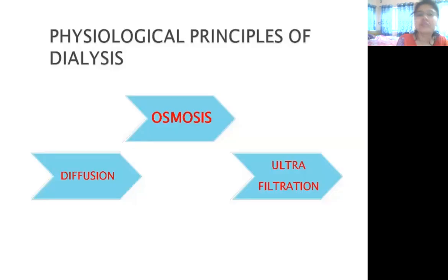mainly undergoes three physiological principles. So what are the three principles? One is diffusion, one is osmosis, and one more is ultrafiltration. So diffusion, osmosis, and ultrafiltration are the three basic building blocks. These are the three basics of physiological parameters which are involved in the dialysis process.